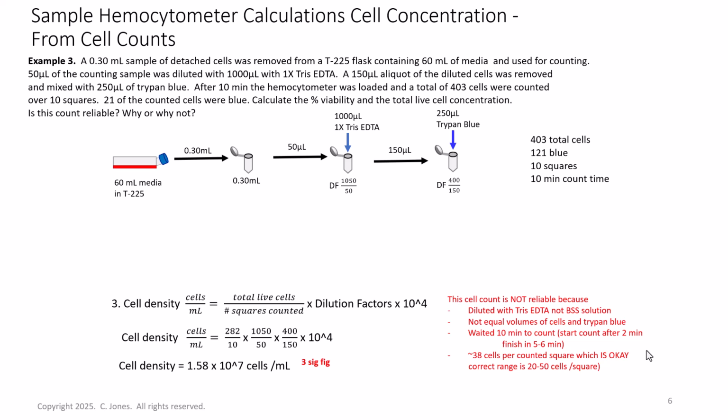And then the last thing we might look for is, do we have the correct range of cells? Are we within that 20 to 50 cells per square? And it turns out that we are, right? We have approximately 38, more than 38 live cells per square. Okay, sorry. So that was a mistake. Really, we did 10 squares, 403 total cells. So 403 divided by 10 is roughly 40 cells per square. All right, so that's not bad. Okay.